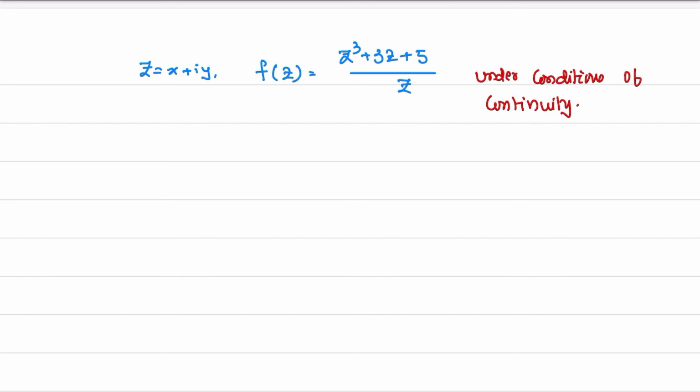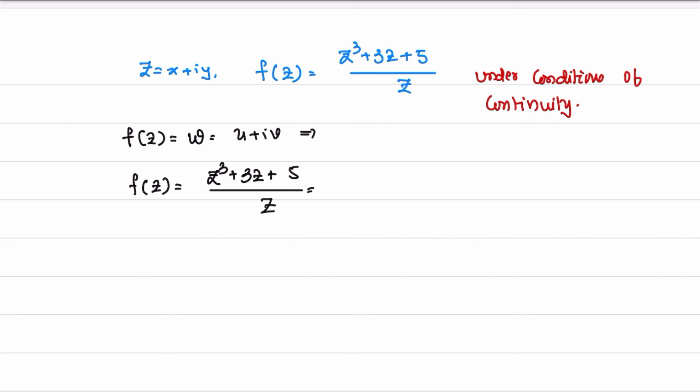Now, in function z, let me say w is equal to u plus iv. Then we have to find out what is u and what is v. Then we can understand the behavior of function z. Function z is equal to z cube plus 3z plus 5 by z, that is equal to z square plus 3 plus 5 by z.